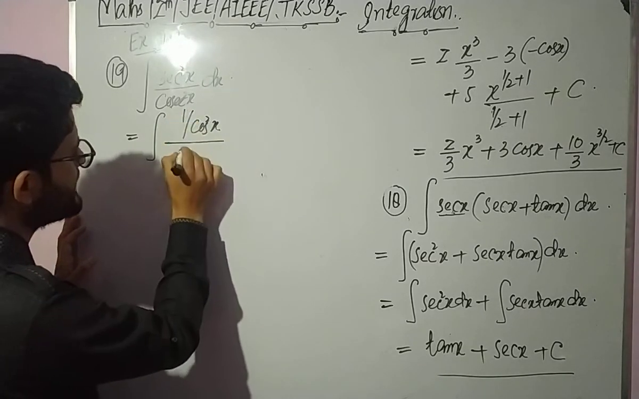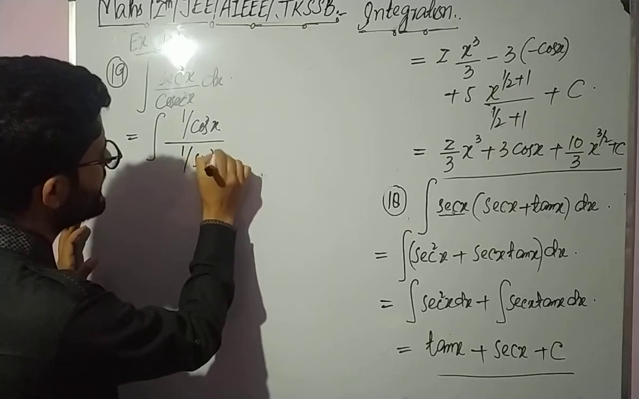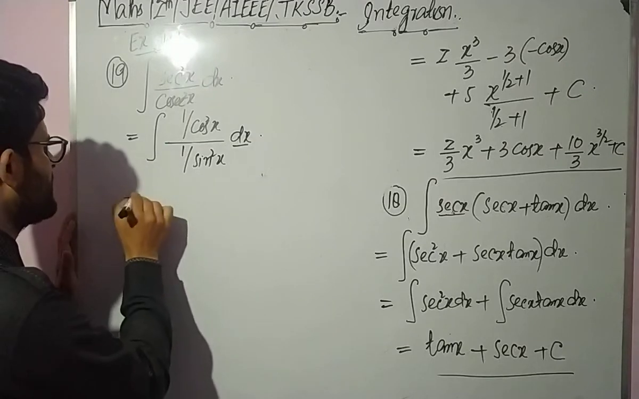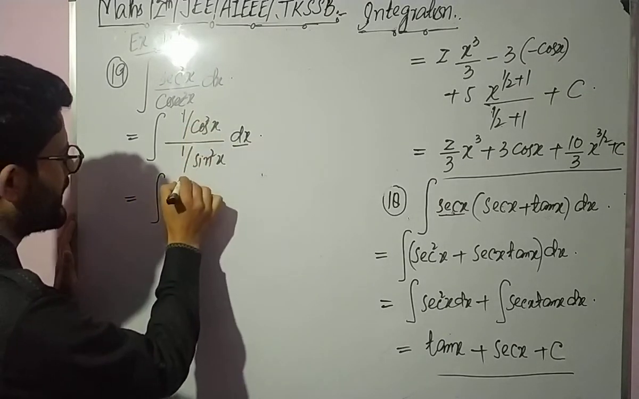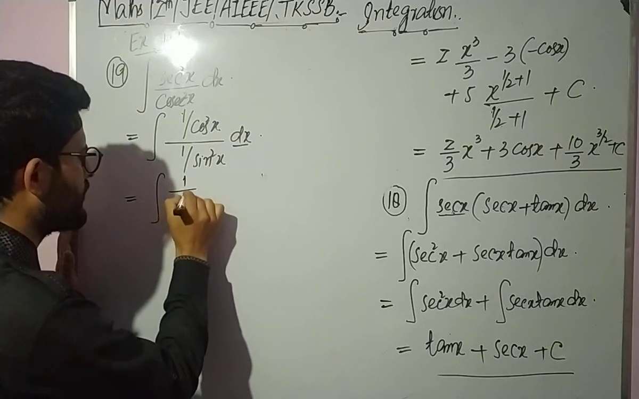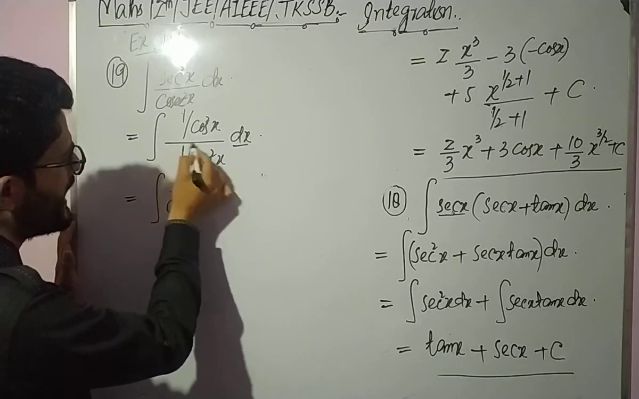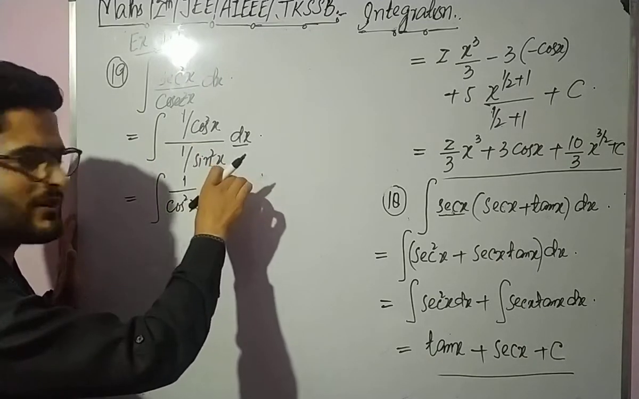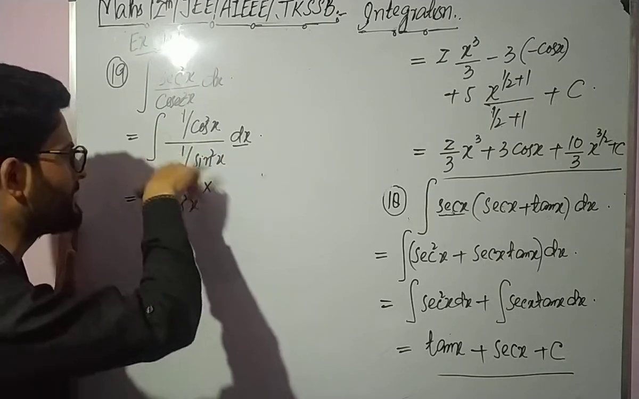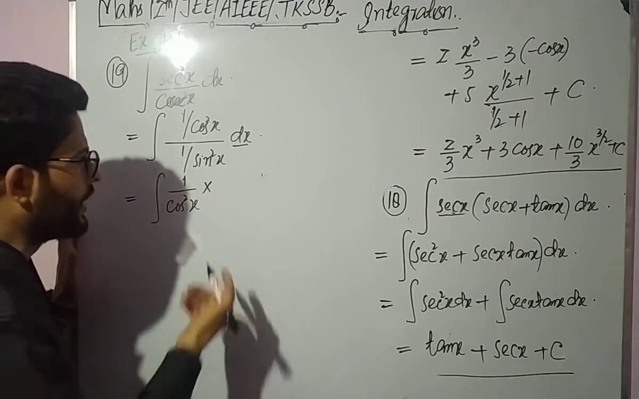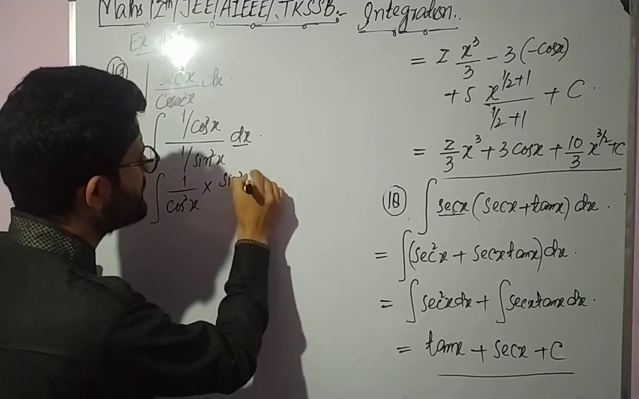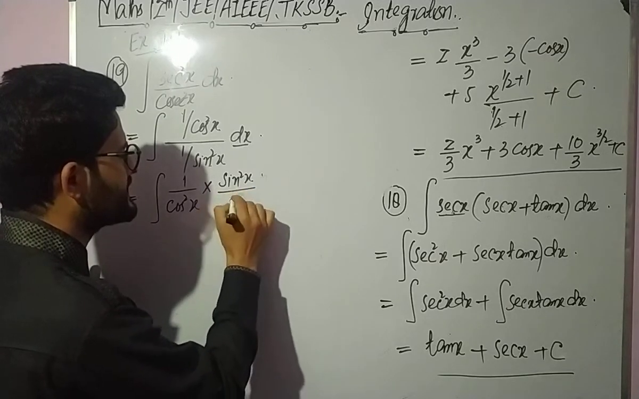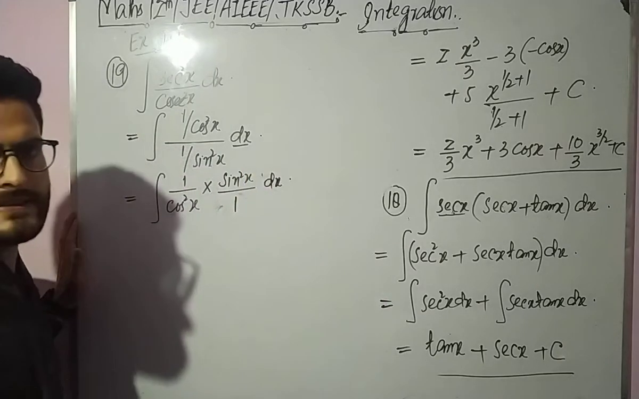Divided by cosec square x can be written as 1 divided by sine square x into dx, the element of integration. Clear? This can be further written as integration of 1 divided by cos square x, divided by 1 divided by sine square x. Since it is division, we will take it into multiplication. So when we take it into multiplication, the reciprocal of the rational function 1 by sine square x will become sine square x, divided by 1 into dx, right?